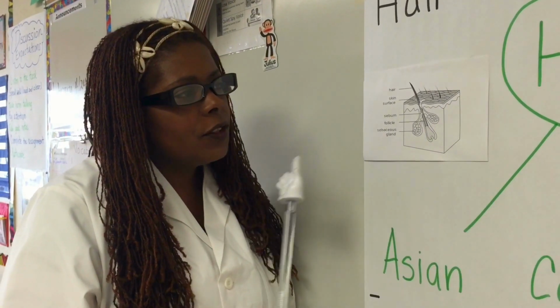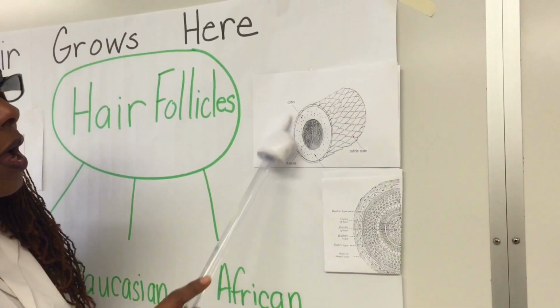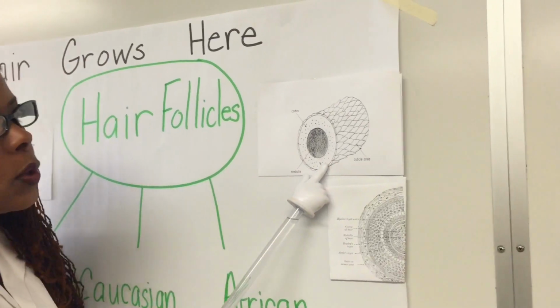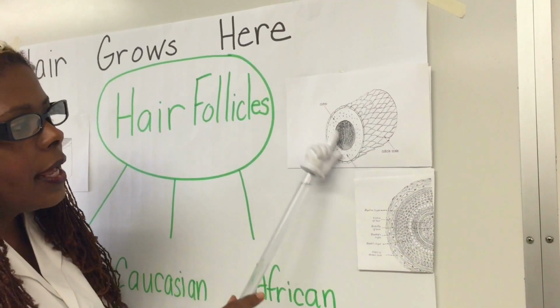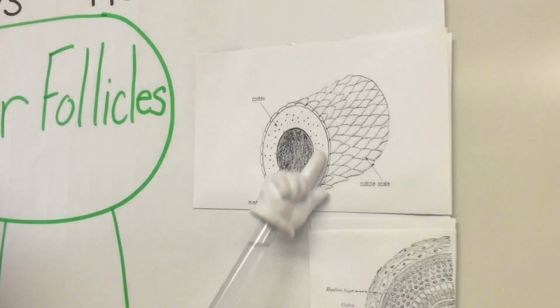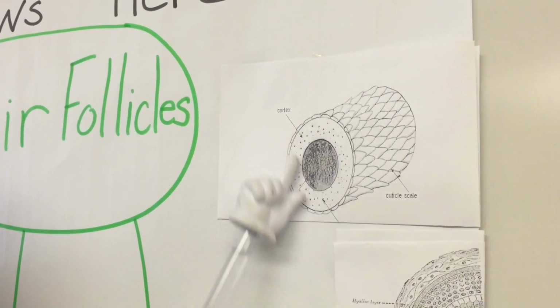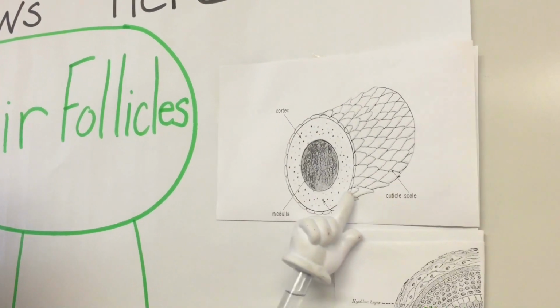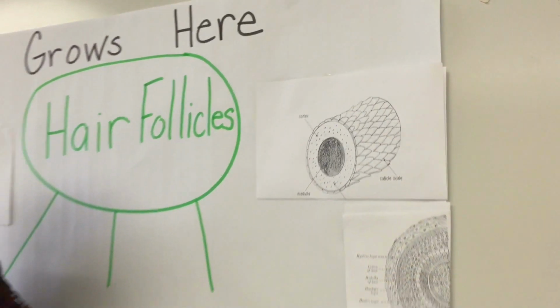Along with that, if you take a closer look over here, we have a cross-sectional close-up look of the hair, and it has a structure that includes the medulla, which is in the center, and then we have the cortex, and these little specks are the color that fills the hair, and then we have the outer layer, which is made up of the cuticle scale.